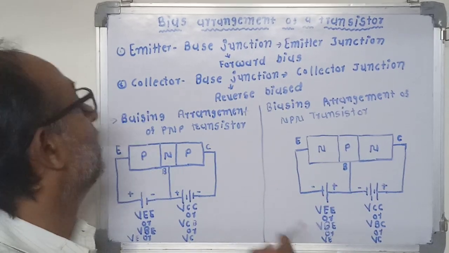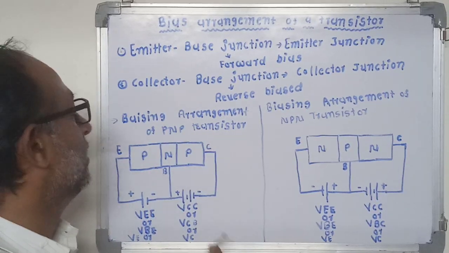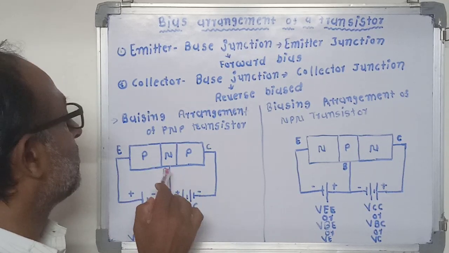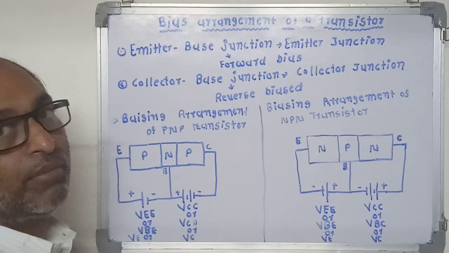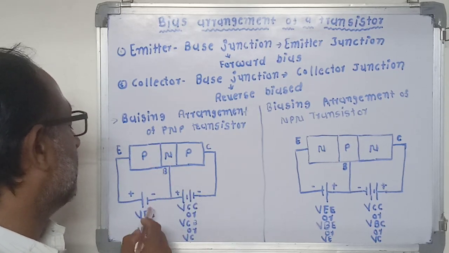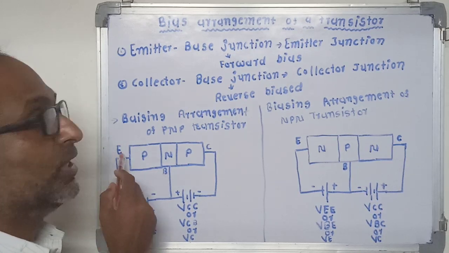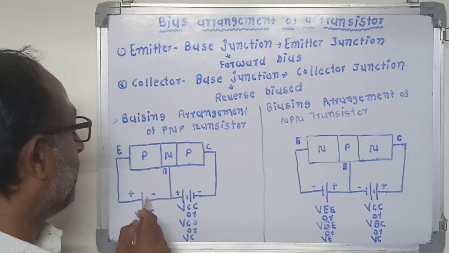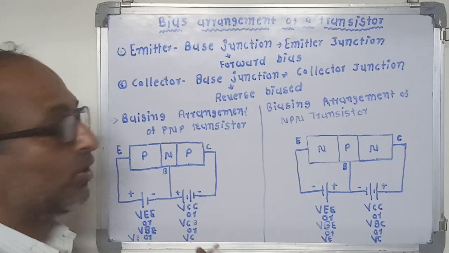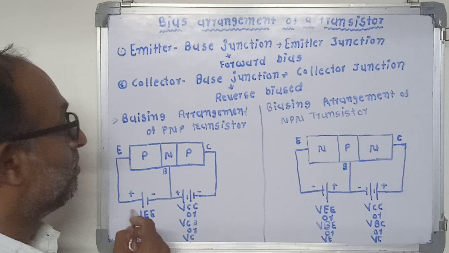Now similarly for the biasing arrangement of PNP transistor. Here the emitter is P type and base is N type. So to apply the forward bias across the base emitter junction, the positive terminal of battery VEE is connected to the emitter and the negative terminal of this battery is connected to the base. Therefore this emitter base junction becomes forward biased.